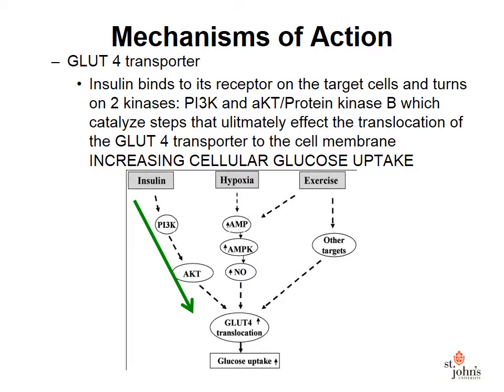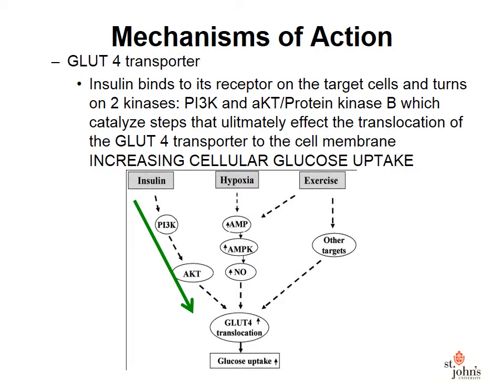Again, one may pause at this moment and say, why do you even need a glucose transporter? If you think back to some of your basic biochemistry, you realize that glucose is highly hydrophilic and on its own would not be able to cross the cell membrane. It's too large and it's too polar. And so cells have devised ways of getting glucose into them, and there are multiple glucose transporters, and we'll get into that in a moment.